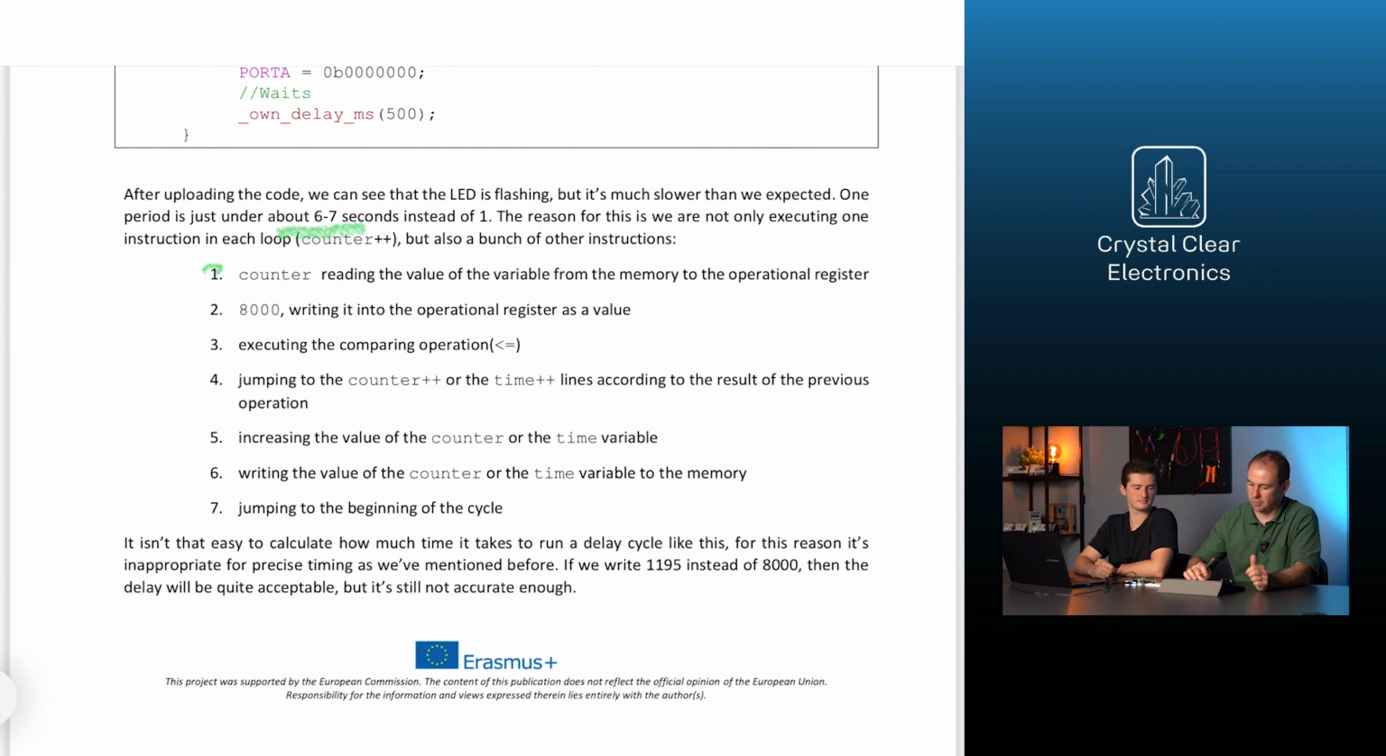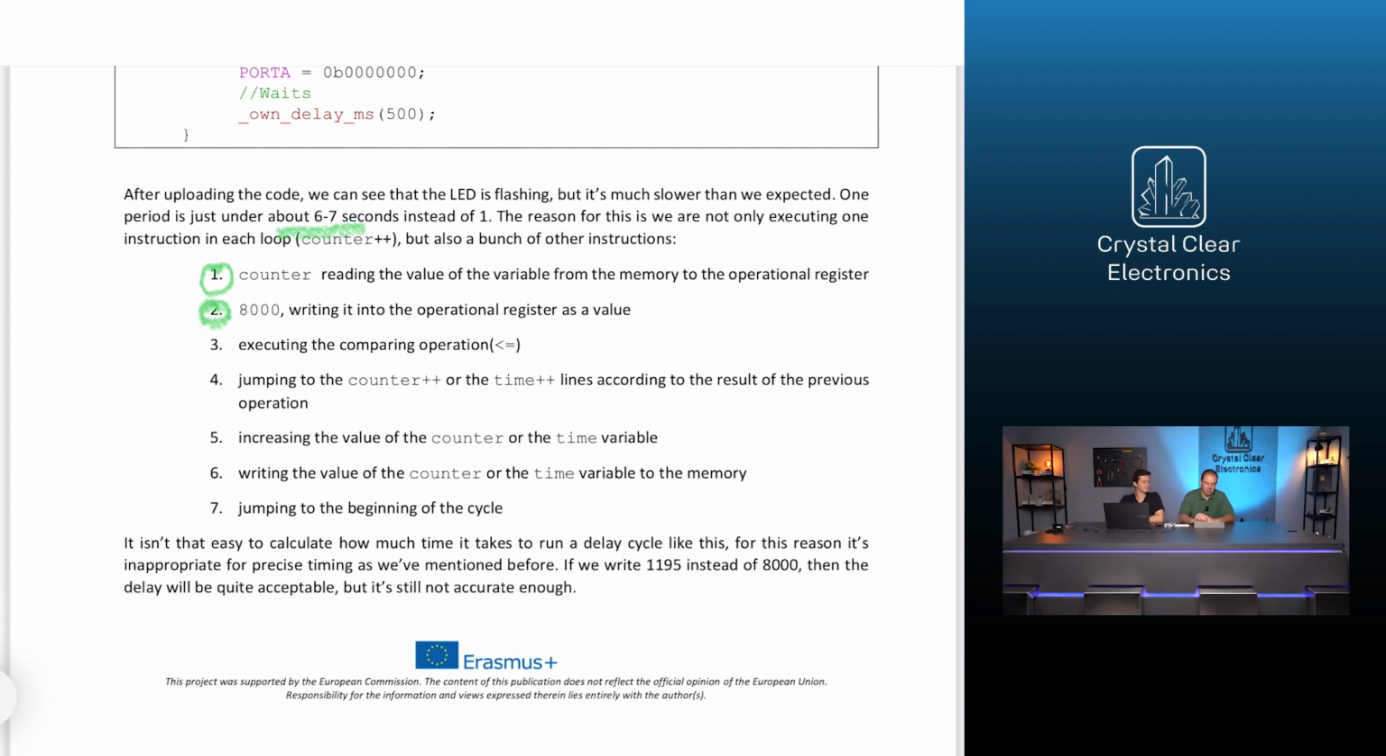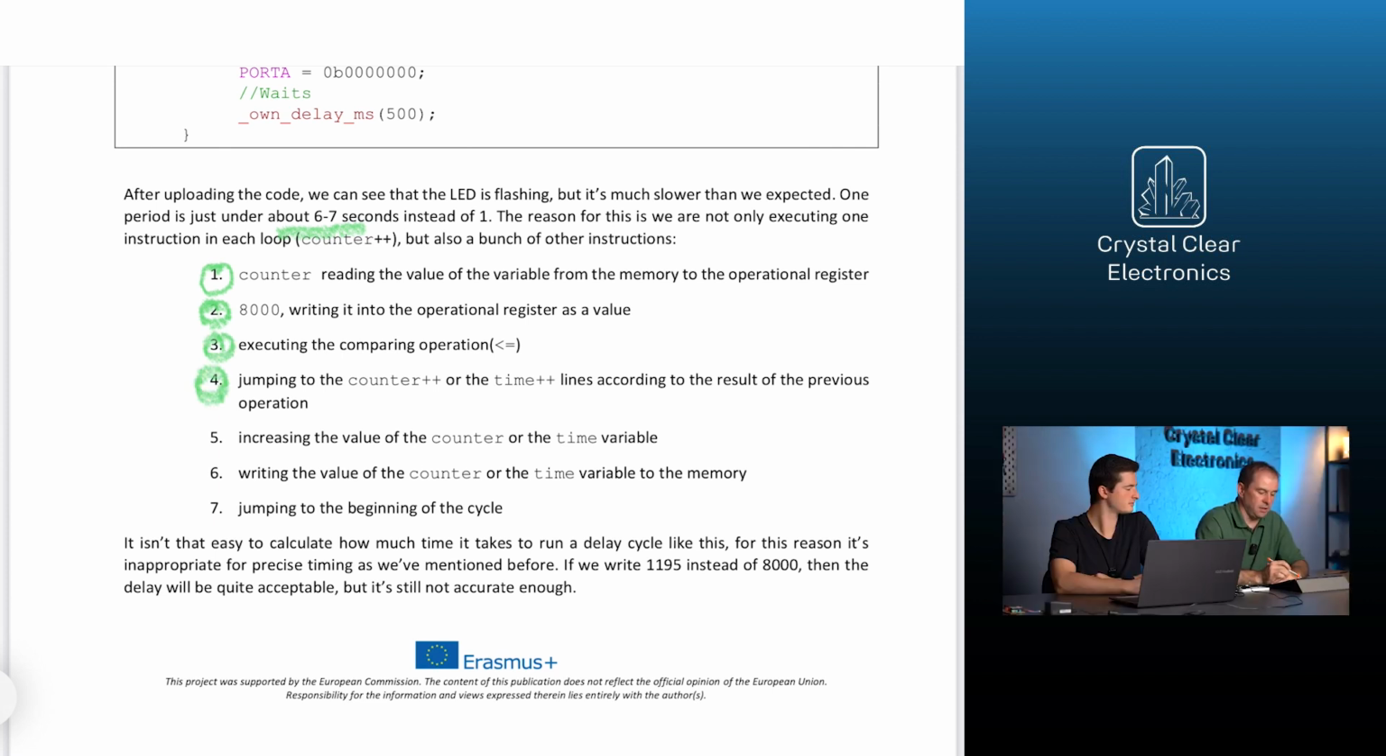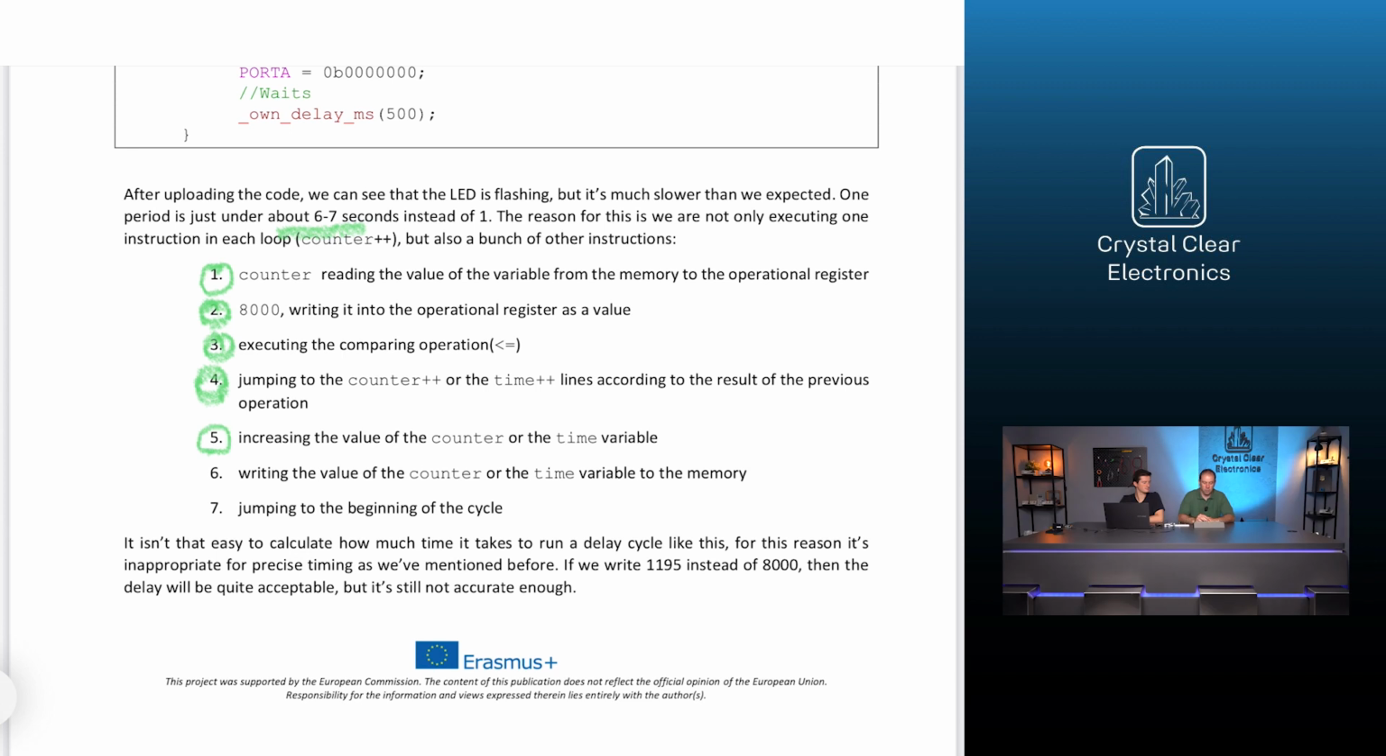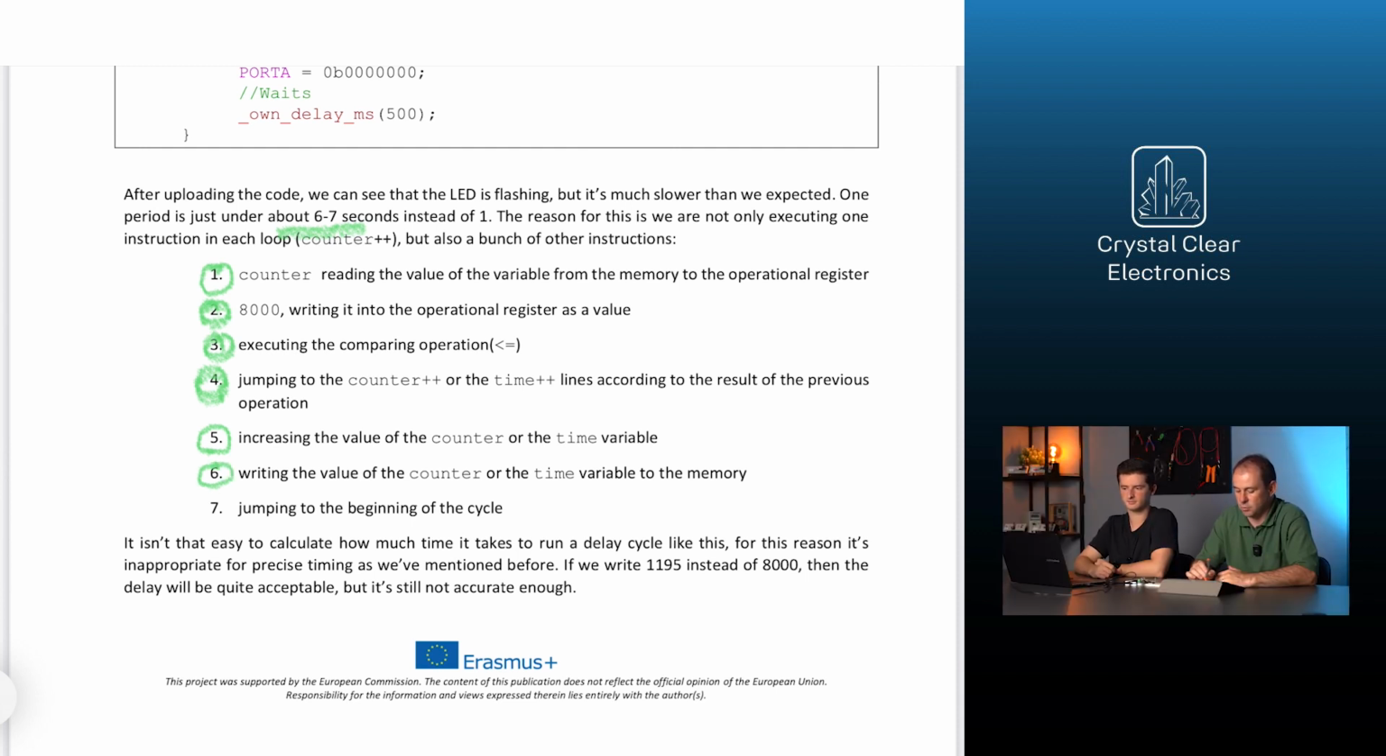As the first operation, read the value of the counter variable from the memory to the operational register. The second one is to write 8000 into the operational register as a value. The third is to execute the comparing operation. The fourth is to jump to the counter++ or the time++ lines according to the result of the previous operation. The fifth is to increase the value of the counter or the time variable, that is incrementation. The sixth is to write the value of the counter or the time variable to the memory. The seventh is to jump to the beginning of the cycle.